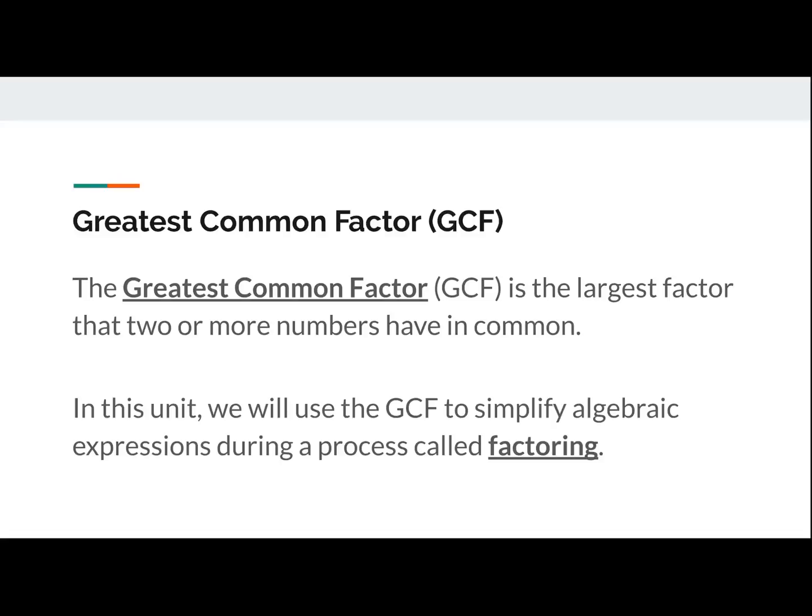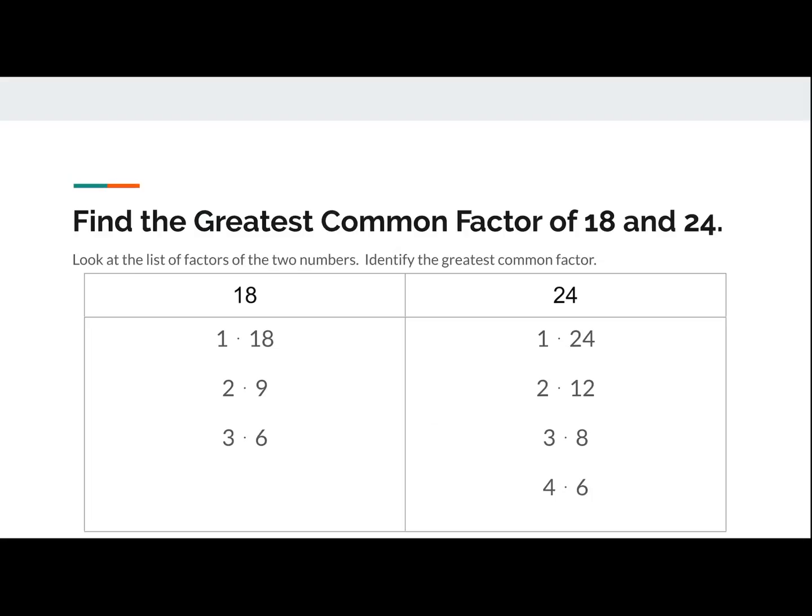The greatest common factor is the largest factor that two or more numbers have in common. In this unit, we will use the GCF to simplify algebraic expressions during a process called factoring. You will find out that factoring is basically the undoing of multiplication. So, if we have 18 and 24, we want to find the greatest common factor.